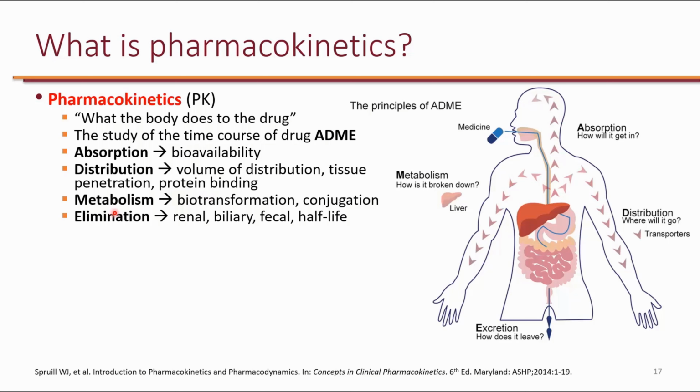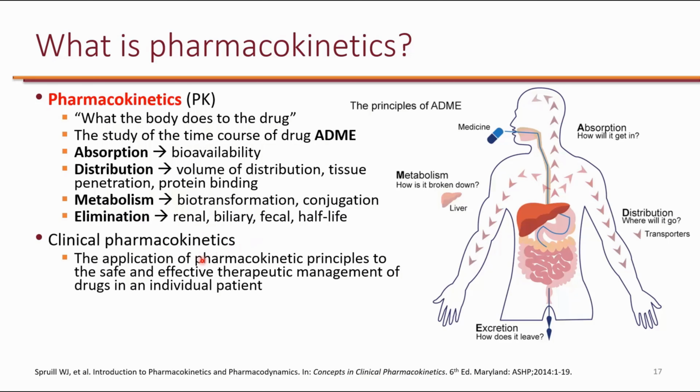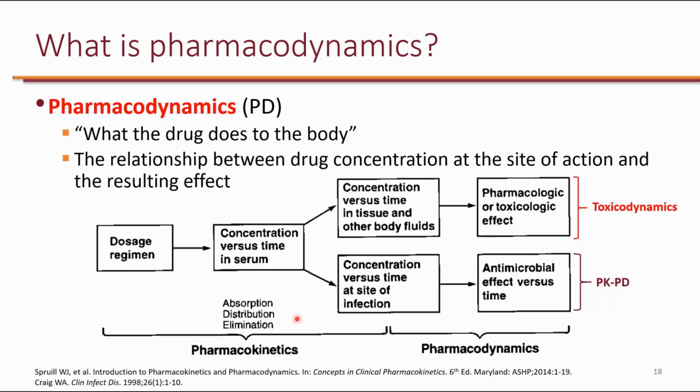When it comes to metabolism, it is important to know if a drug is specifically metabolized with the CYP enzyme. That could include drug interactions. And of course, when it comes to elimination, it's important to consider renal, biliary, and fecal clearance. Now, when we say clinical pharmacokinetics, we basically mean application of these pharmacokinetic principles to safe and effective therapeutic management of drugs in individual patients. And the goal is enhancing efficacy while decreasing toxicity. What about pharmacodynamics? Pharmacodynamics is actually what the drug does to the body. In the case of antimicrobials, the body refers to the pathogen. So we don't really want the drug to do anything to the human body.